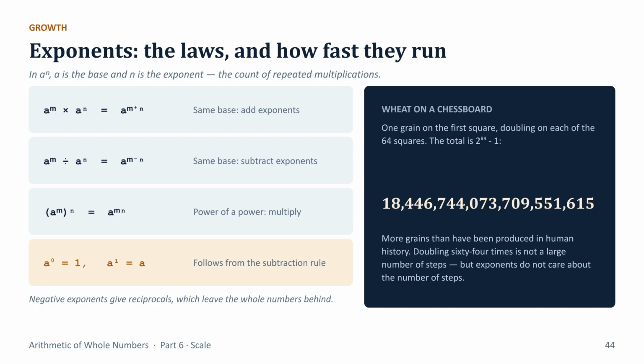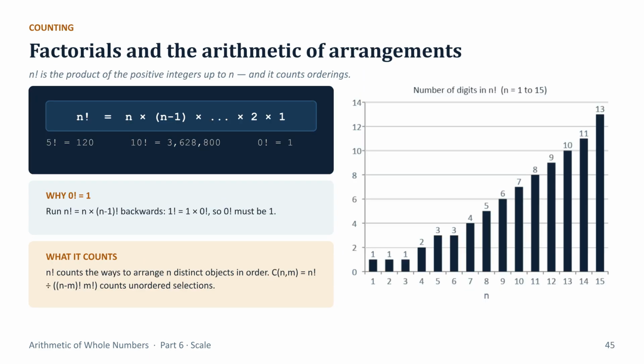Exponents represent repeated multiplication. The laws are consistent. You add exponents for multiplication and multiply them for powers. However, the intuition often fails because exponents grow at a rate that quickly transcends human history, as seen in the classic chessboard doubling problem. Factorials represent the number of ways to arrange distinct objects. They grow faster than exponential functions. We define 0 factorial as 1, which maintains the mathematical consistency of our recursive definitions, allowing us to accurately calculate combinations and permutations of large sets.